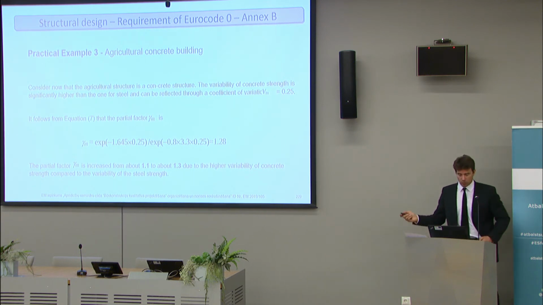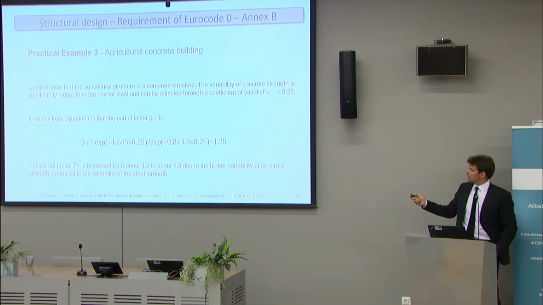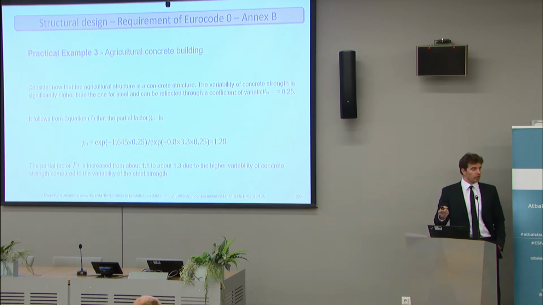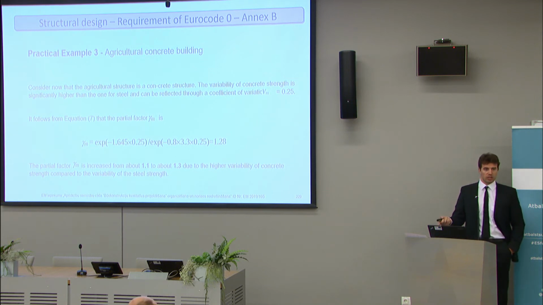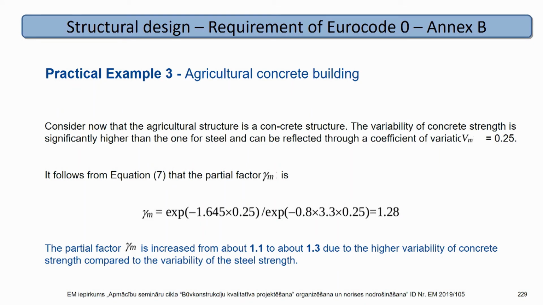If I use this 1.25 and put it in the same formula with the same beta D I was using before, the 3.3, then I get 1.28 instead of 1.5. That is what is suggested by the Eurocode. So this is what you are allowed to do to reduce your material parameters in the end.